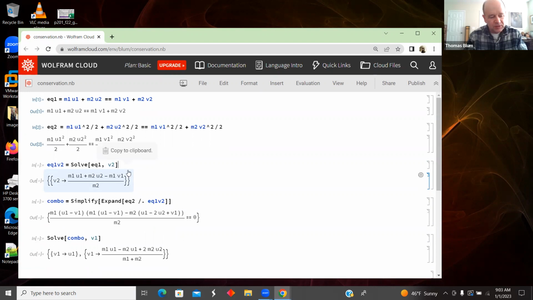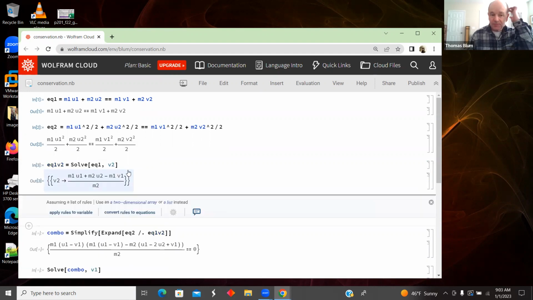And shift enter. Okay. Now I've solved the first equation for V2. So take M1 V1 to the other side and divide by M2, that makes sense. You might solve more than one equation with multiple variables, but this is just saying this is the solution for a single variable.